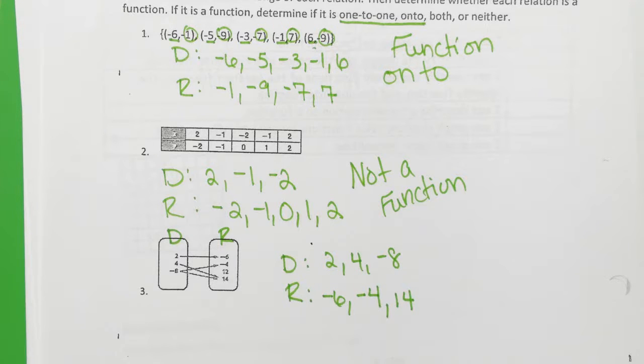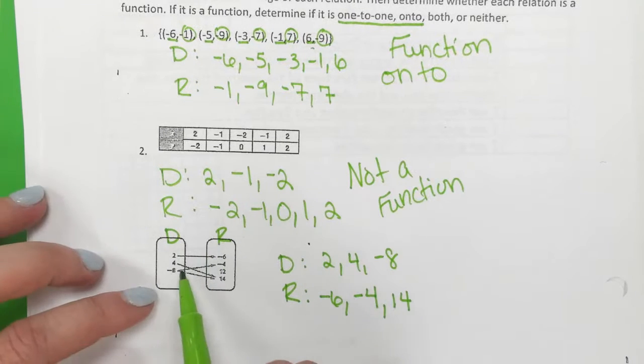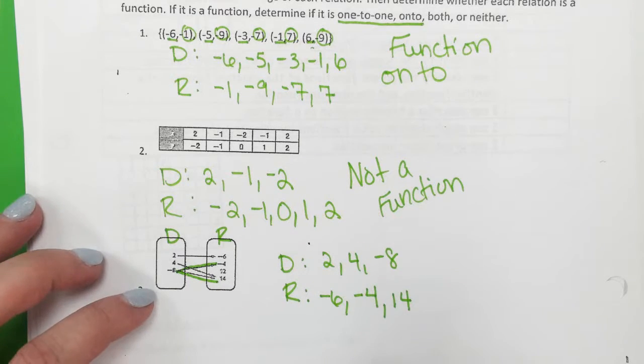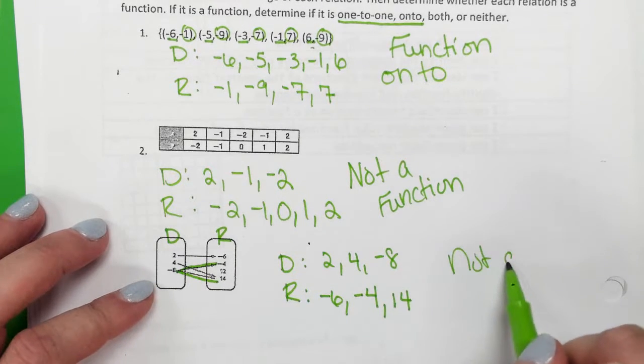Function or not a function? No. It is not a function. Why? There's two. Yep, look at these arrows right here. One's going to the negative 4. One's going to the 14. So this is not a function.